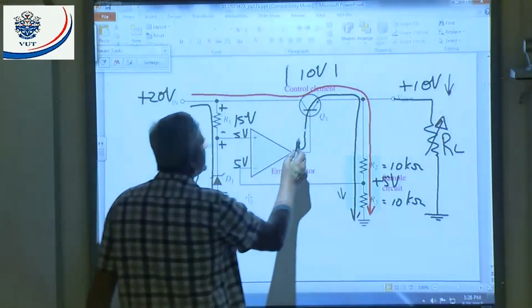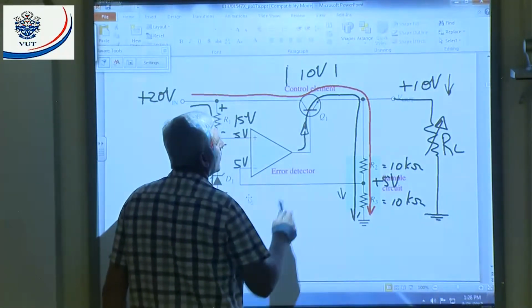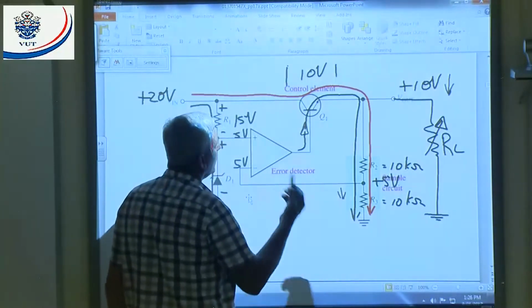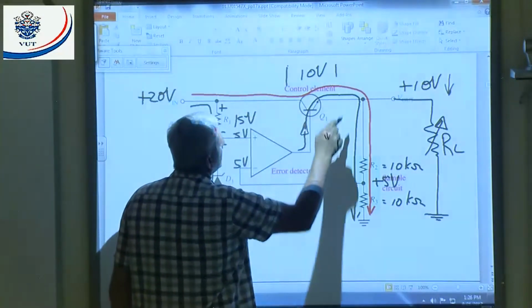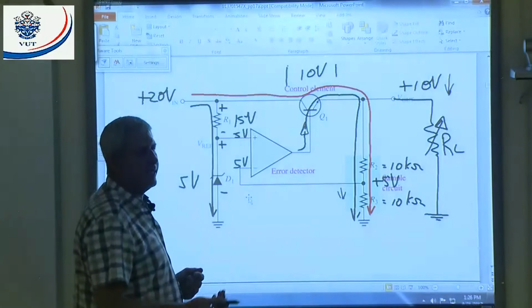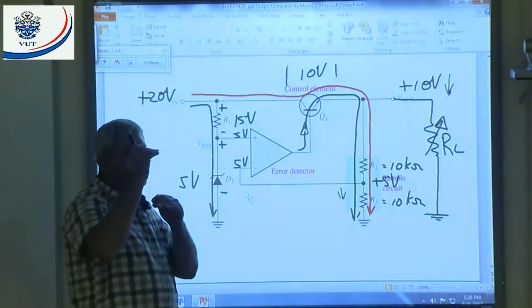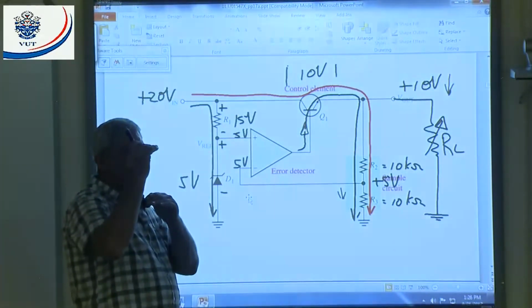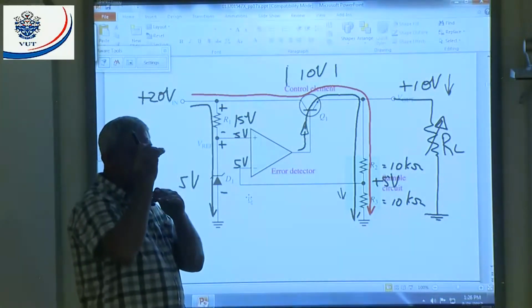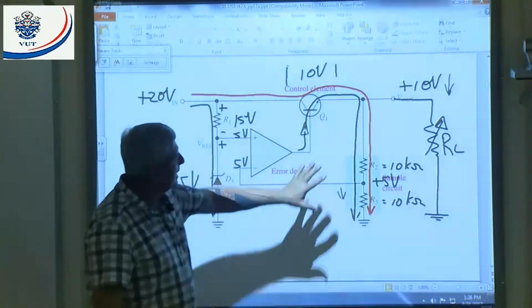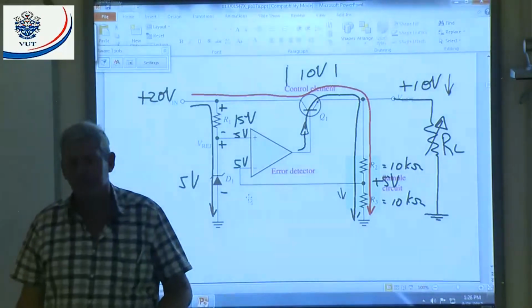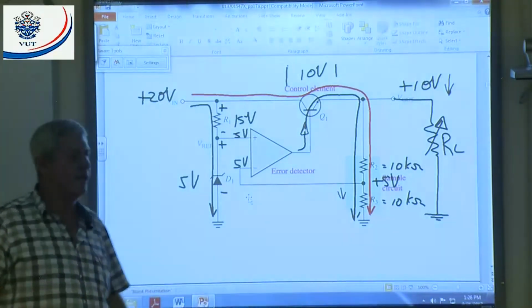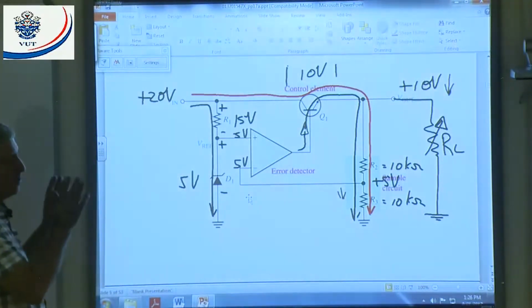That means this base emitter current will increase. It will be a small increase. What will happen to the collector emitter current? It will increase, all right. What will happen to the output? It will increase. That means it will take it back to the original value. That is negative feedback, all right. It will take it back to the original value. That's how this is operating.